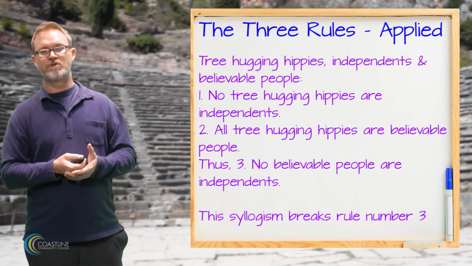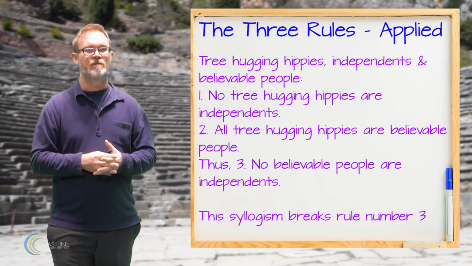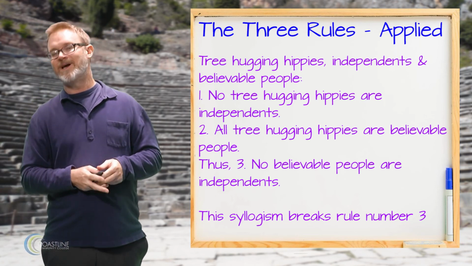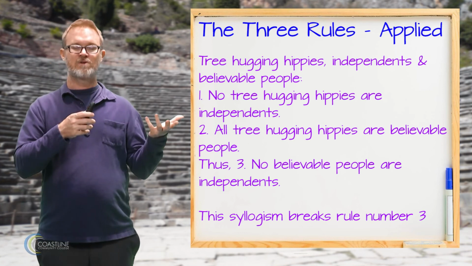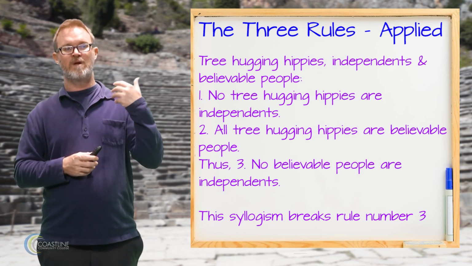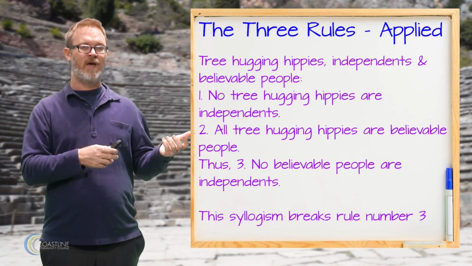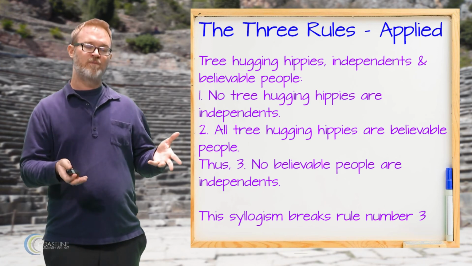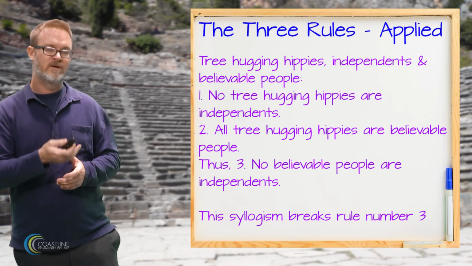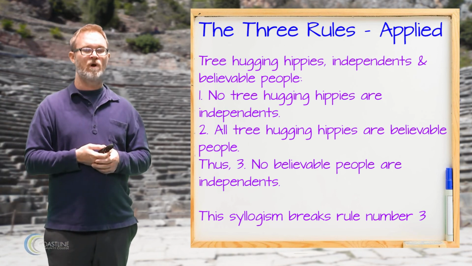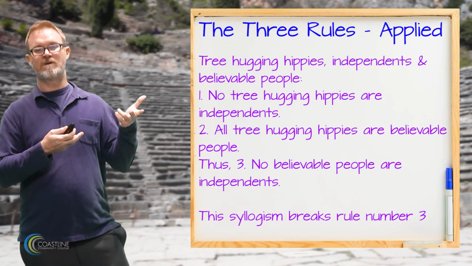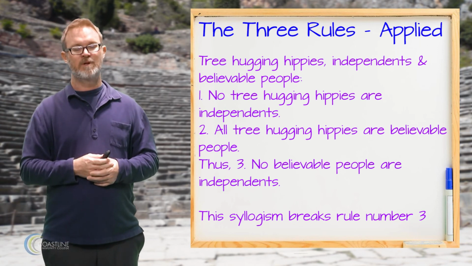What about Rule 2? Rule 2 says the middle term has to be distributed. The middle term here is tree-hugging hippies. But you can see actually that tree-hugging hippies is distributed in both premises. It occurs as the subject of an E claim and the subject of an A claim. And E claims distribute both terms and A claims distribute the subject. So actually Rule 2 passes as well for both instances of the middle term. It's distributed twice.